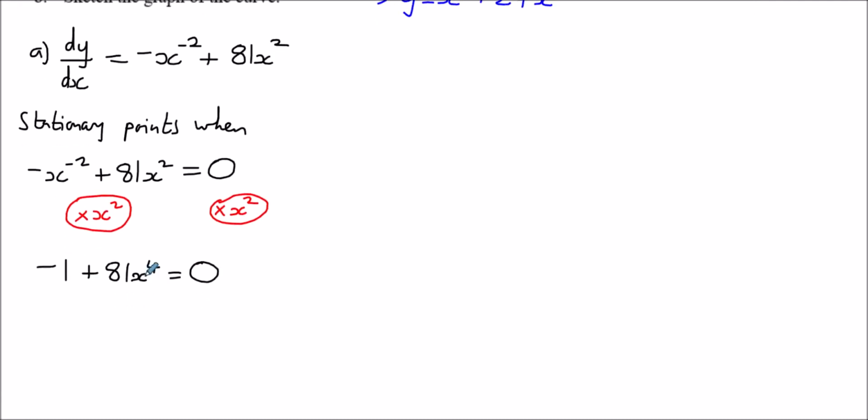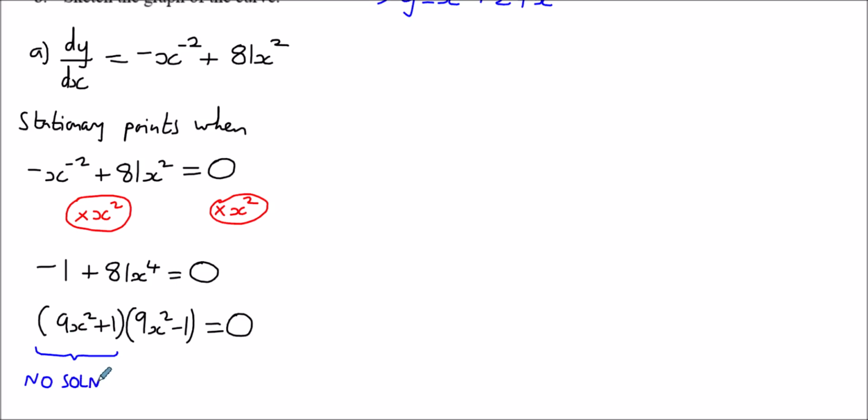So this is actually a difference of 2 squares. We can say this is 9x squared plus 1, 9x squared minus 1 equals 0. So one of these brackets needs to equal 0 to solve what we need to solve. If we look here, for this bracket to equal 0, 9x squared would have to equal minus 1. But something squared can never be negative, so we've got no solutions here. So that's going to yield no solutions. So all our solutions are hidden within this bracket here.